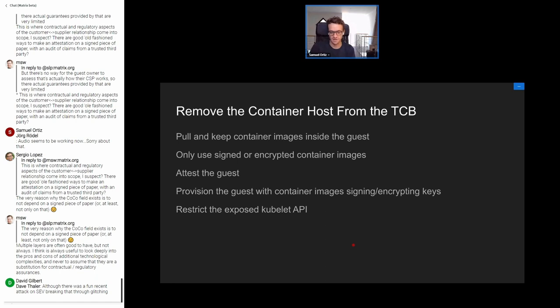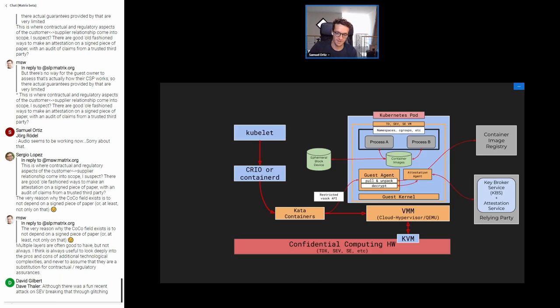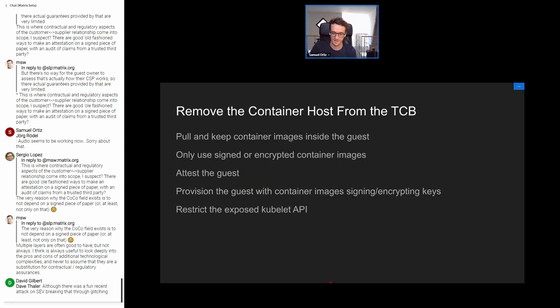And by the guest, I mean anything from the firmware up to the guest agent. So the Kata containers agent is the one responsible for actually spawning the processes that would run off the container images. It's kind of a little reduced runtime running inside the guest. And what we want to measure and attest is everything up to the Kata agent. Once we can verify that this is the right set of software components, then we can proceed and actually start pulling the container images and decrypting them, or at least verifying them.